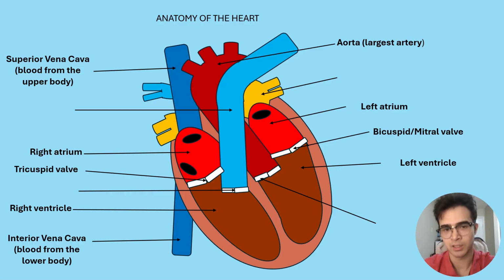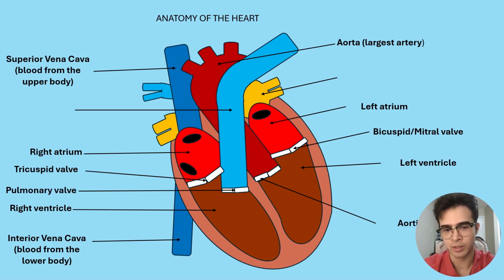Now we're going to talk about the valves. The valve on the right side is called the tricuspid valve. It separates the right atrium and the right ventricle. While on the left side of the heart, it's called the bicuspid or mitral valve. So a good way to remember this is try before you buy. That's how you remember what comes first and last.